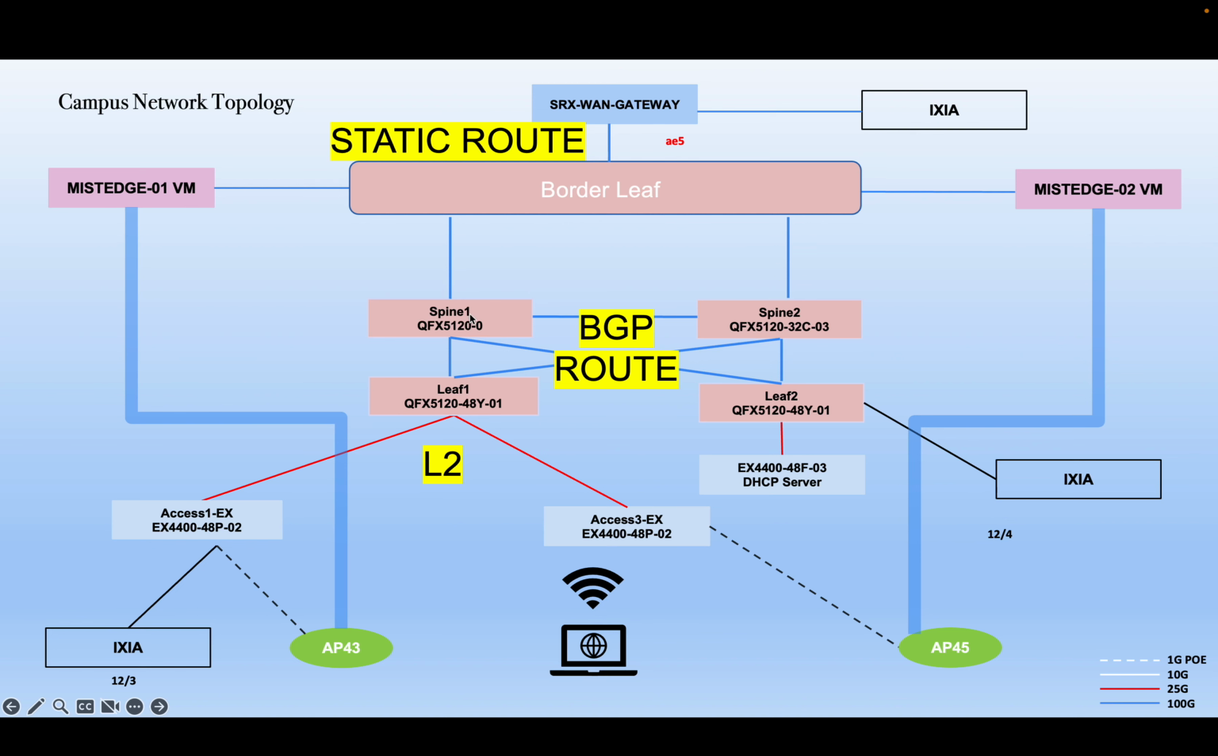On spine 1, spine 2, leaf 1, and leaf 2, we have BGP routes. And underneath leaf 1 and leaf 2, we have layer 2 domains. On leaf 1, we have the IRB for all the layer 2 devices. This provides the gateway for the access point.